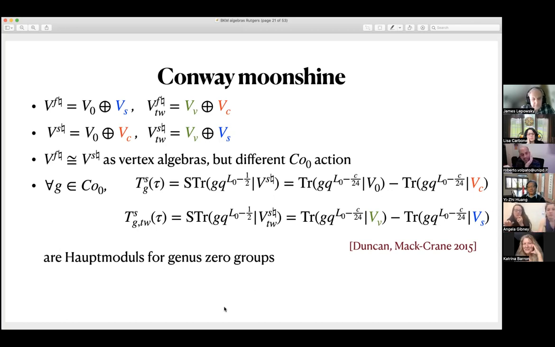So let me say that this is very nice, but also it's a bit weird in some sense, because I don't know if John Duncan would agree with me on this, but the point is the following. So you have an action of the Conway group, but the action is really natural on VF natural, on this algebra, because that's the group of automorphisms that fix an N=1 super Virasoro algebra on this.